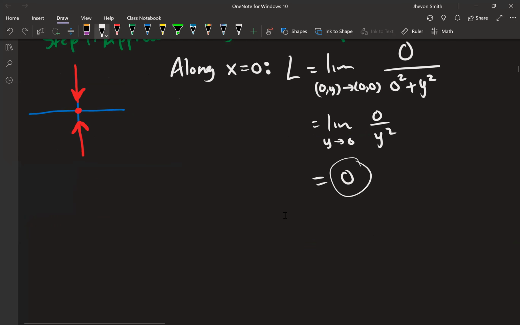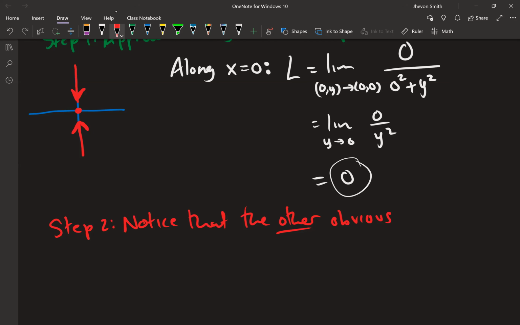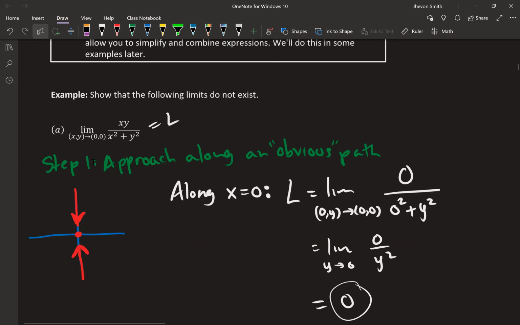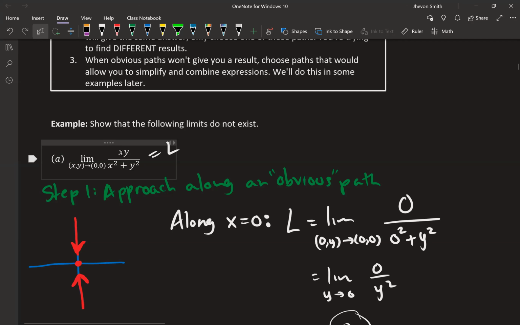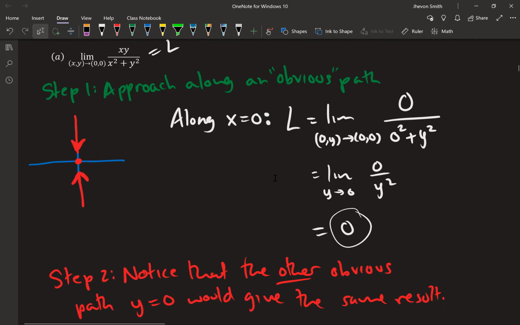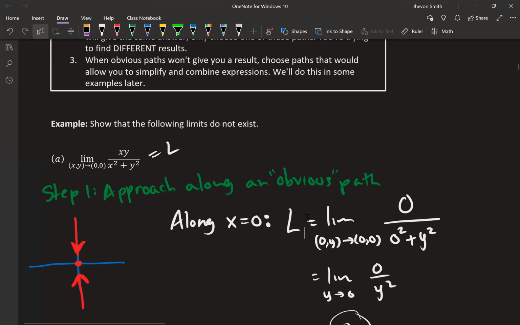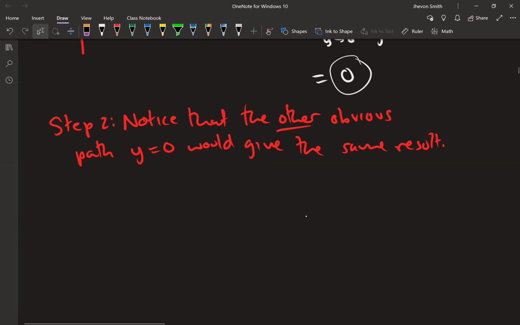Now, step 2, the thing you want to avoid. Note that the other obvious path, y equals 0, would give the same result. You won't always know this obviously, but for this it's pretty obvious, right? We have an xy in the numerator. If I plug in y equals 0, the numerator is 0. Then if I plug in y equals 0 here, I would get 0 over x squared, and that limit would approach 0. It would look exactly the same as this. I would get the same answer. Getting the same answer is not what I want. I in fact want to show that the limit does not exist. So I definitely want a different answer. So I would skip this.